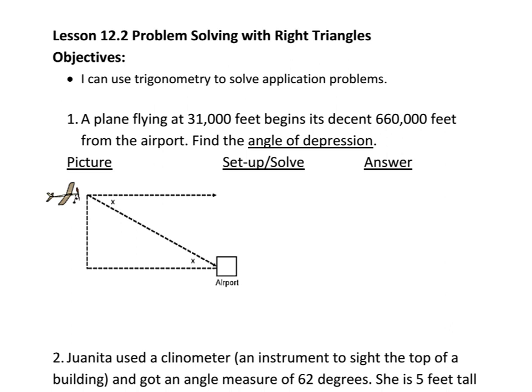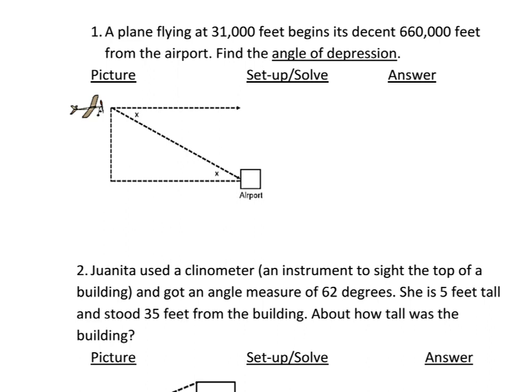Our objective for today is to use trigonometry to solve application problems. A plane flying at 31,000 feet begins its descent 660,000 feet from the airport. Find the angle of depression.